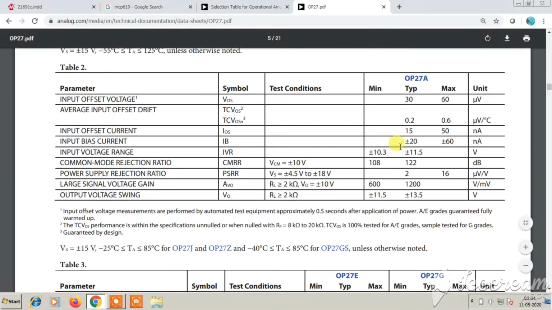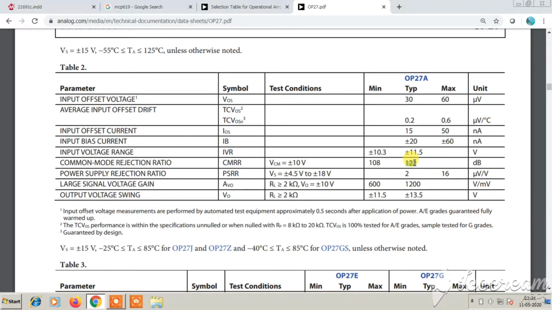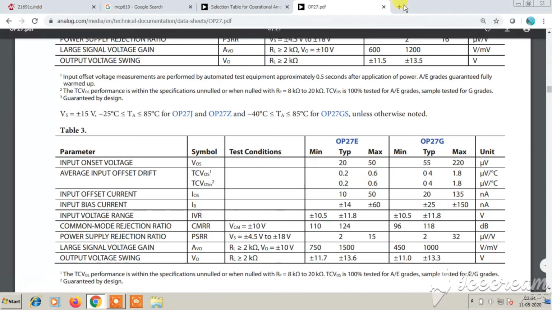So always look at the parameters, and looking at the numbers, you can get an idea whether this op amp will be costly or not, and whether it will suit your purpose or not. Just as I said before, this OP27 is pretty overkill for an audio filter. For an audio filter, an LM358 op amp is enough. So OP27 here is just an overkill. You should not use an OP27 for an audio amplifier filter. So these are the parameters you should look out for.